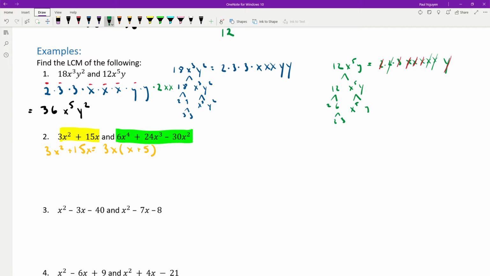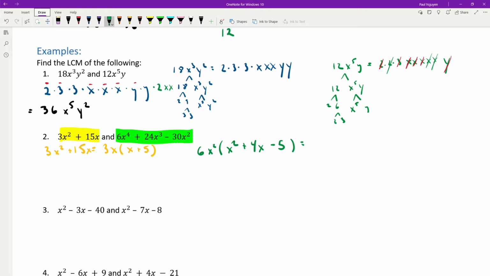The green one here, well, step 0 is always to factor out what they have in common. Looks like all 3 of these are divisible by 6, so they have a 6. This is going to be 2 times 2 times 3 times 3. That's 36. Then 6 times what is 24? That's going to be 4. So this will be plus 4 times x. And then 6 times what is negative 30? That's going to be negative 5. And the x squared we keep.